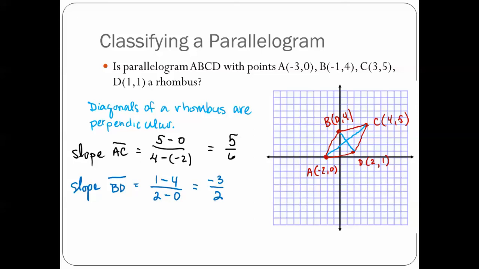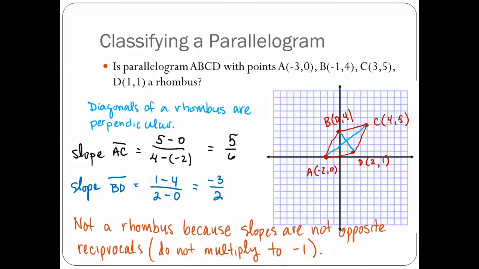Now, how do we determine if these are perpendicular? Remember, perpendicular lines have slopes that are opposite reciprocals, or in other words, the product of the slopes should equal -1. That's not the case here. These are not opposite reciprocals, and they do not multiply to give you -1. So in this case, parallelogram ABCD is not a rhombus.